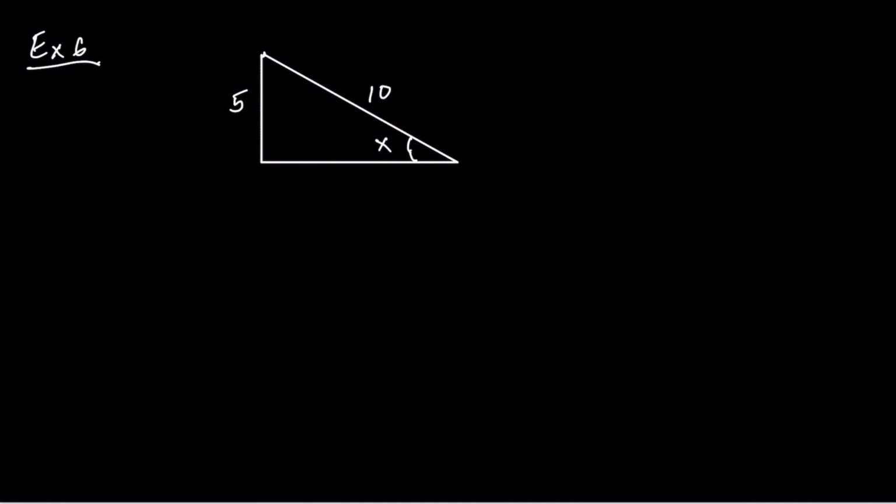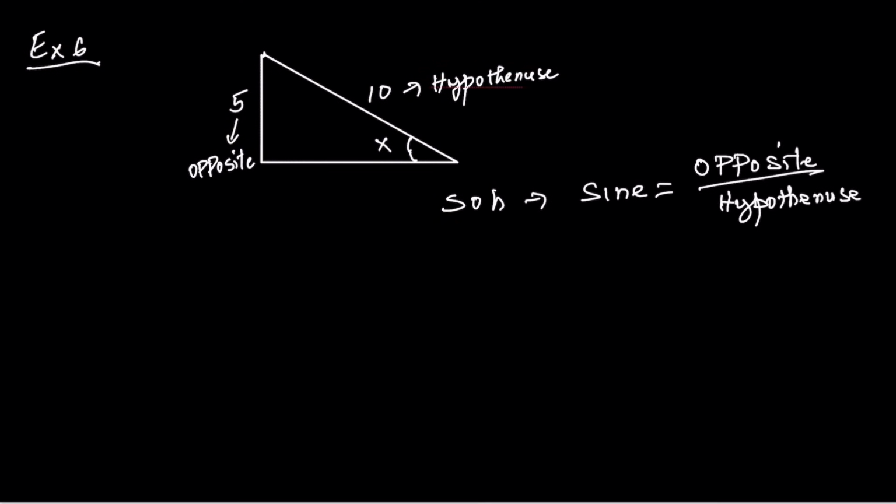Example 6, we know the opposite side and the hypotenuse. The opposite side is 5. The hypotenuse is 10. We use SOH, which means sine equals opposite over hypotenuse. We write sine of x equals 5 divided by 10.